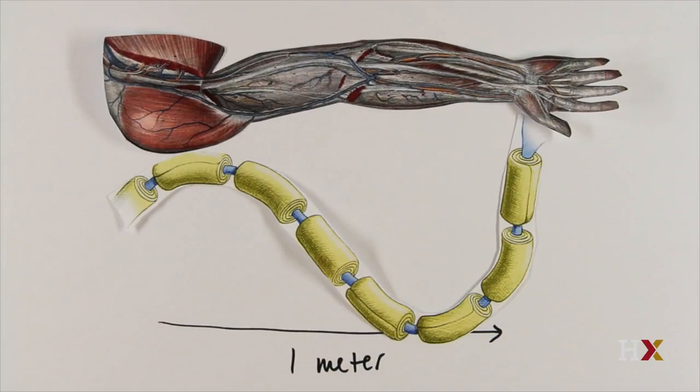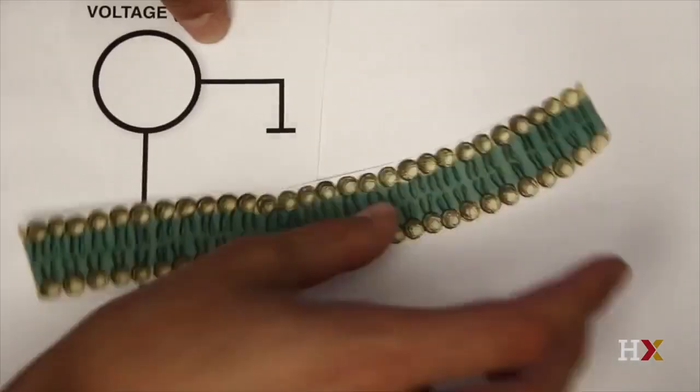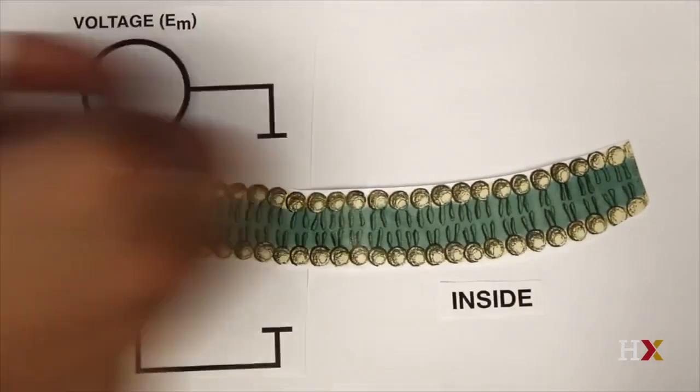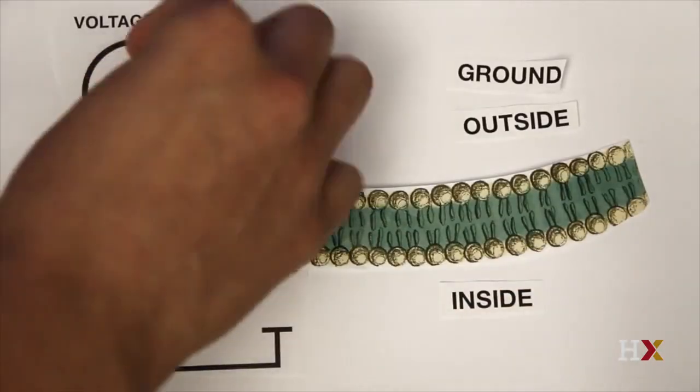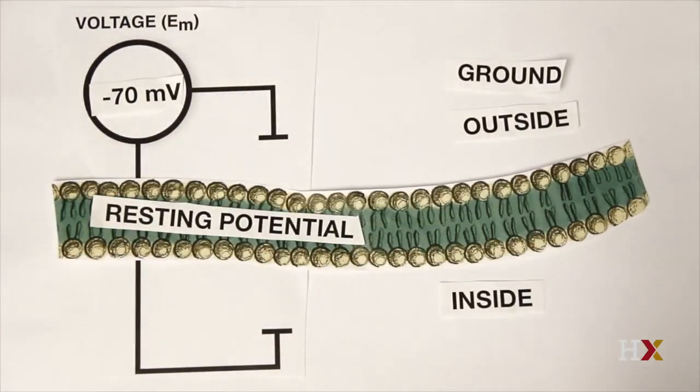So we have two options. First, we could increase the amplitude of the action potential to be much larger, so the signal gets there in spite of the resistive and capacitive losses. However, at around negative 70 millivolts resting potential, neurons are already almost at their breaking point. 70 millivolts isn't a huge voltage, but the membrane is only a few nanometers thick. This means that there's a huge electric field across the membrane itself, around 10 million volts per meter.